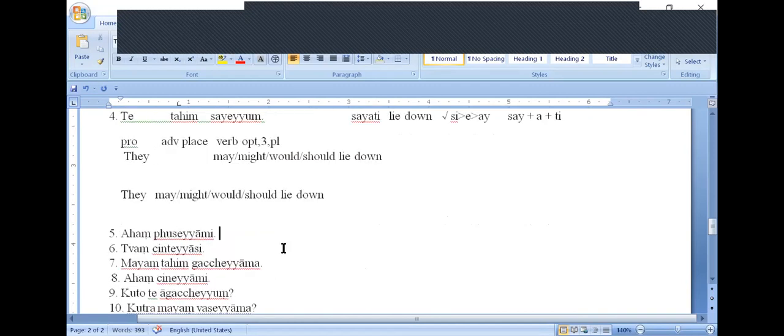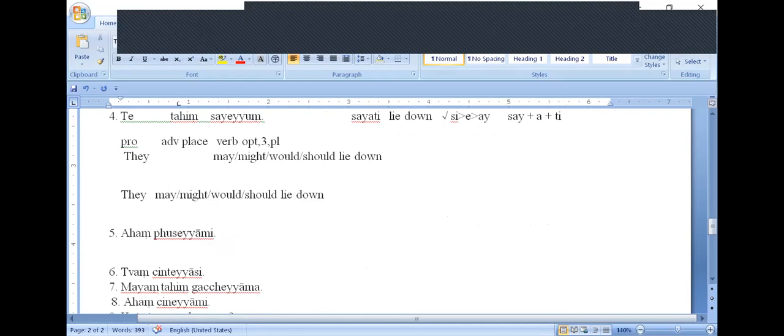Okay, number five. Who is supposed to do it? Sumita, number five, yes. Aham usayami. Aham is I. It's a pronoun, subject, nominative, singular. Usayami is an optative verb, first person singular, from the present tense usati.